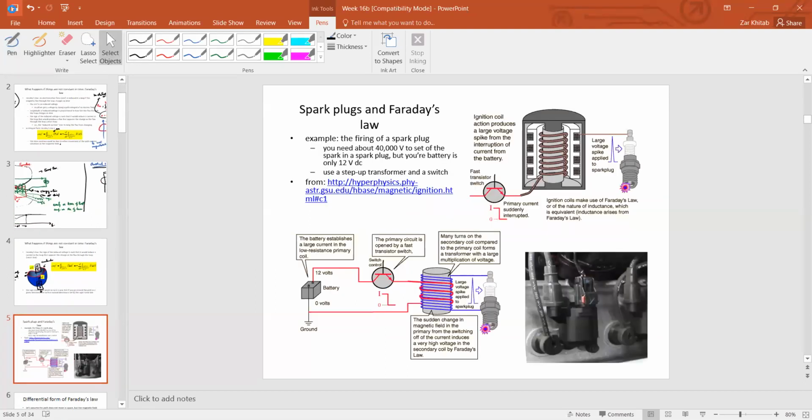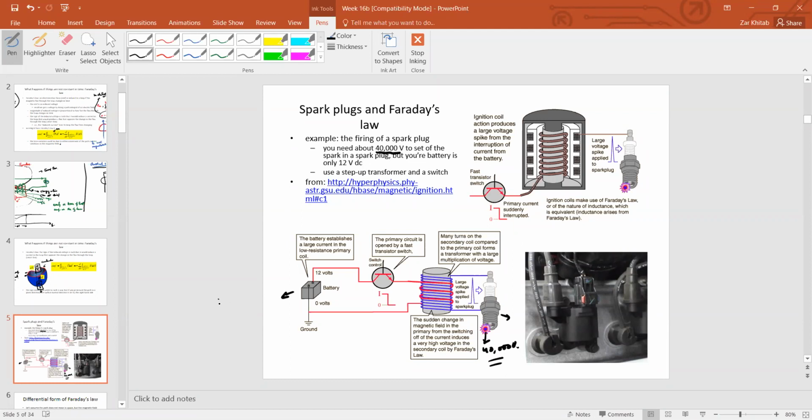Then a very typical example of this time varying phenomenon is in our cars. For ignition purposes in the engine, we need 40,000 volts to create a spark, and that is going to cause the ignition system to work. If the spark is there, then the fuel will start burning. So how do we get these 40,000 volts?